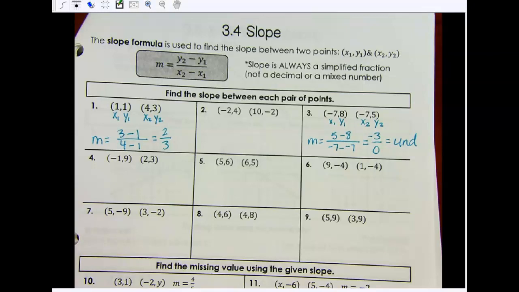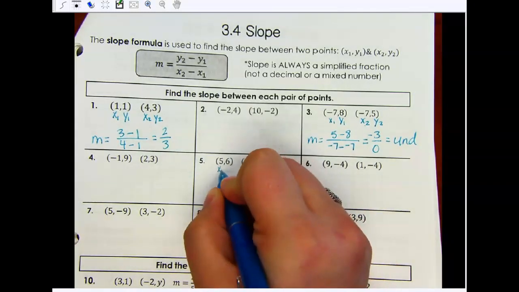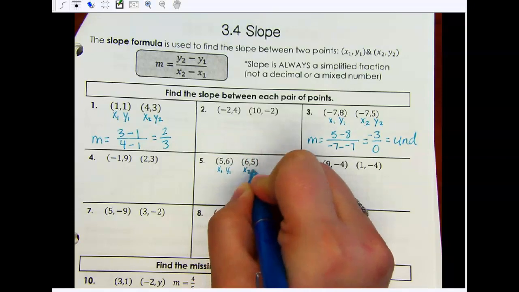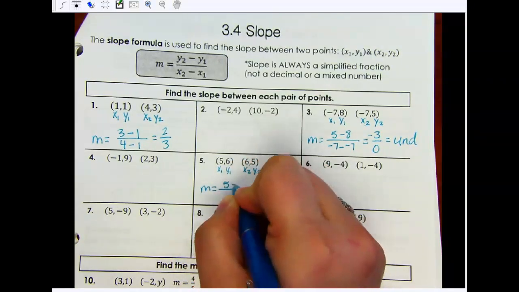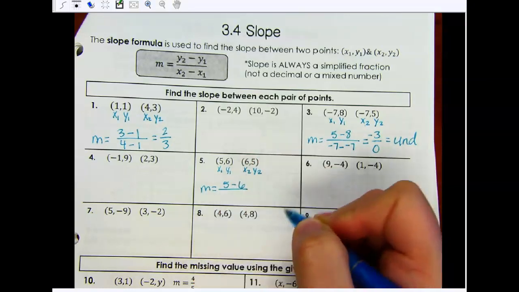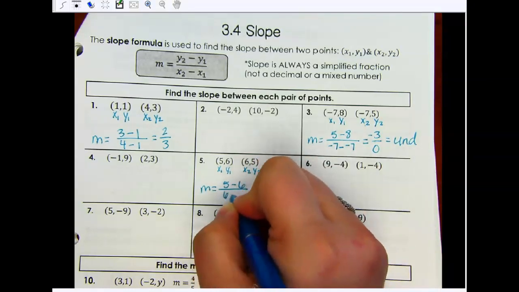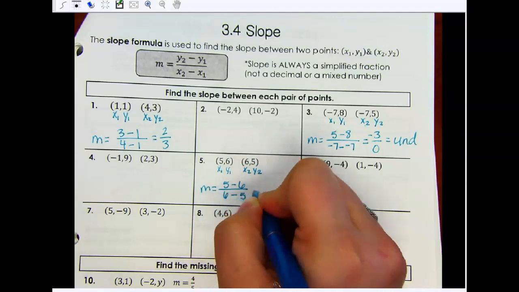Number 5 has, I'm trying to look and see, we want to make sure we do plenty of negatives. Okay, we'll do this one. So number 5, we're going to have, again, x1, y1, x2, y2. So y2 is 5, minus y1 is 6. And then we have x2 is 6 minus x1 is 5.